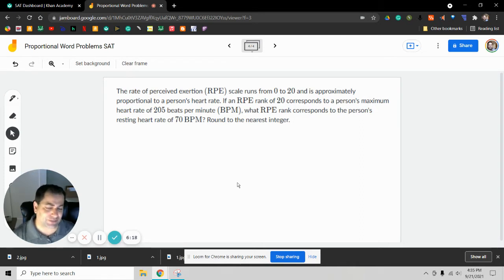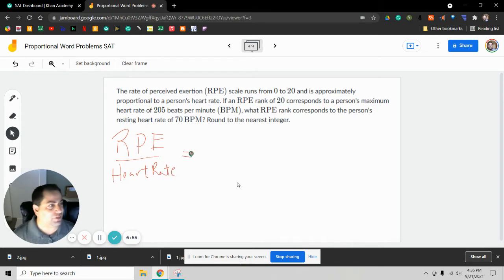So sometimes you'll hear me say that the SAT uses some weird things, and RPE, I guess, could be considered a weird thing. But as long as you understand that it's a proportional relationship, it really doesn't matter if you understand what RPE is at all, or even heart rate or beats per minute. They're just things. They're categories that we're measuring in a word problem. So I can see that we have a ratio of RPE to, I guess, BPM or heart rate. Well, maybe heart rate's easier to understand.